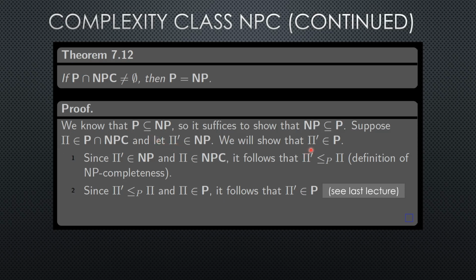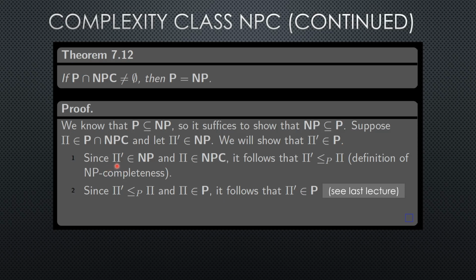We're going to show that pi prime is also in P. And we're not assuming anything special about pi prime. It's just any problem in NP. So if we can show this, we will have shown that every problem in NP is solvable in polytime, which means NP collapses into P.